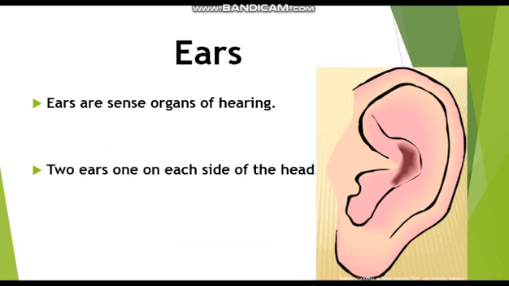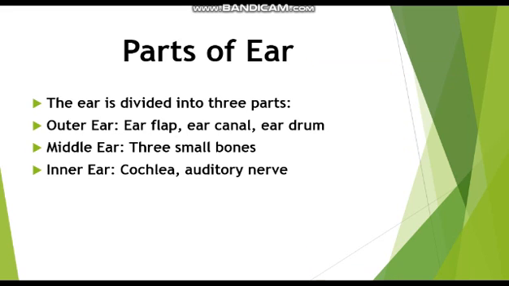Next one is the organ of hearing, that is the ear. There are two ears, one on each side of the head. And why do we have two ears? So as to tell from where the sound is coming. The ear is divided into three parts: outer ear, middle ear and inner ear. The outer ear is made up of the ear flap, ear canal and eardrum. The middle ear contains three small bones: hammer, anvil and stirrup. The inner ear is made up of the cochlea and auditory nerve.